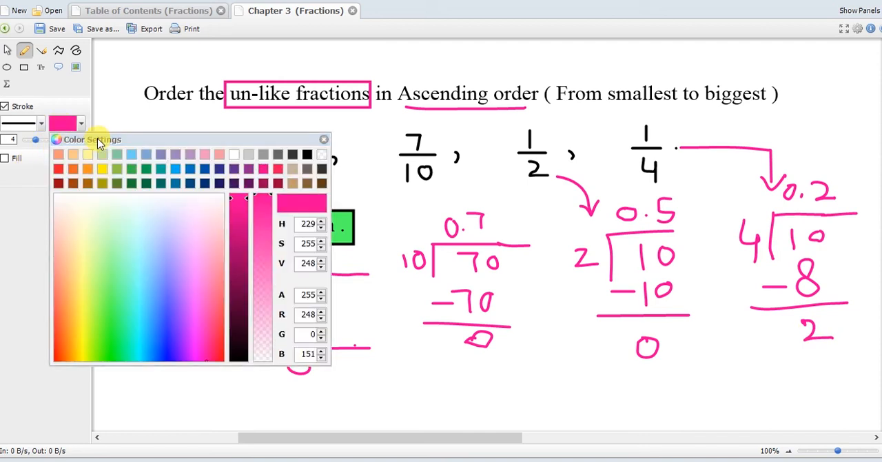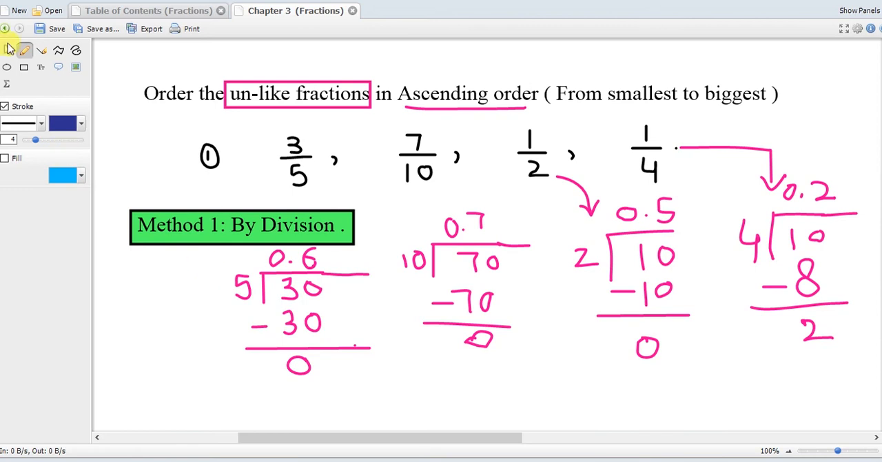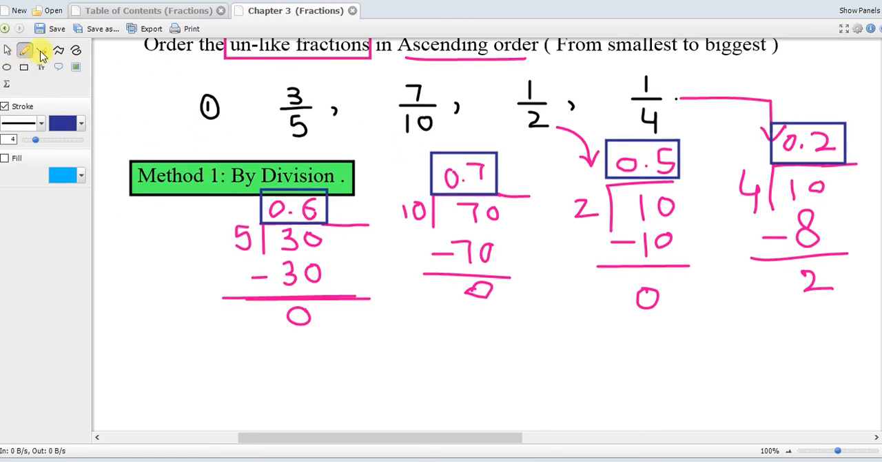Okay, for now we have successfully solved the question and we got certain quotients. Now focus on these quotient values. So this is 0.6, this is 0.7, this is 0.5 and this is 0.2, right? Okay, so now which one is the smallest number? 0.2 is the smallest number and the fraction for this decimal value is 1 over 4. So start writing 1 over 4 as our first fraction, the smallest fraction.